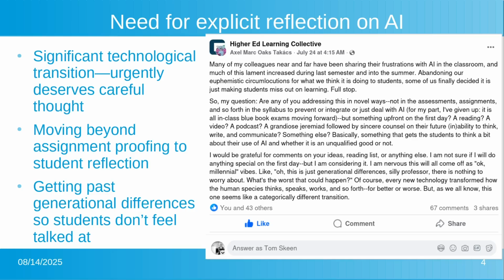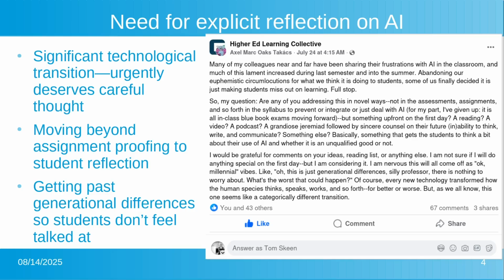Something else, basically something that gets the students to think a bit about their use of AI and whether it is an unqualified good or not. I would be grateful for your comments on your ideas, reading list, or anything else. I am not sure if I will do anything special on the first day, but I am considering it. I am nervous this will come off as, okay, millennial vibes, like, oh, this is just generational differences, silly professor, there is nothing to worry about. What's the worst that could happen?